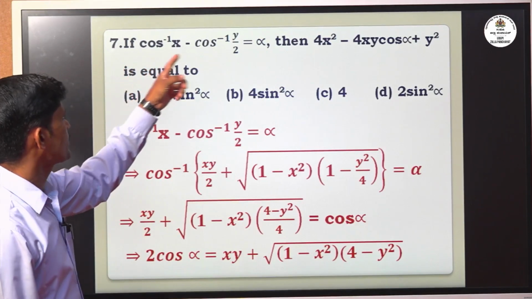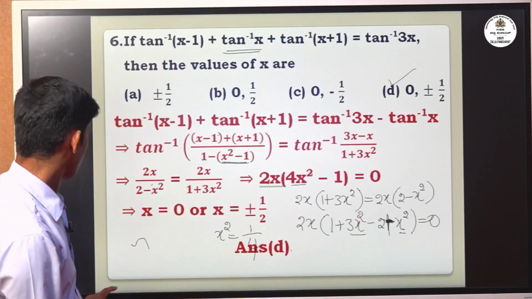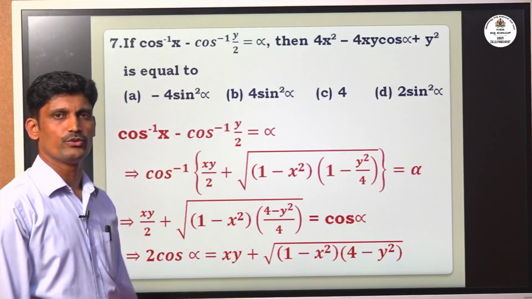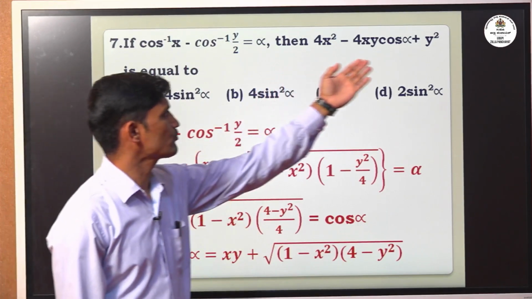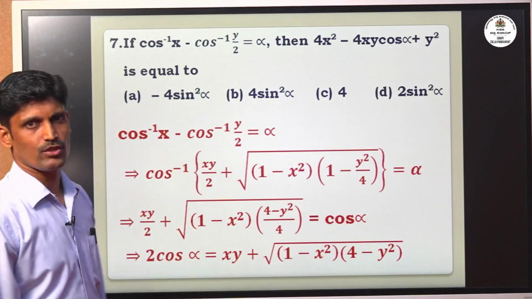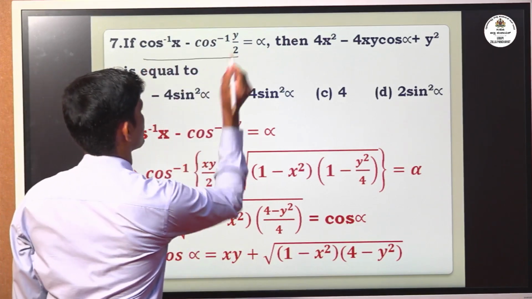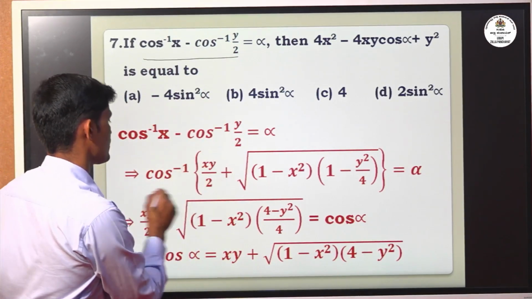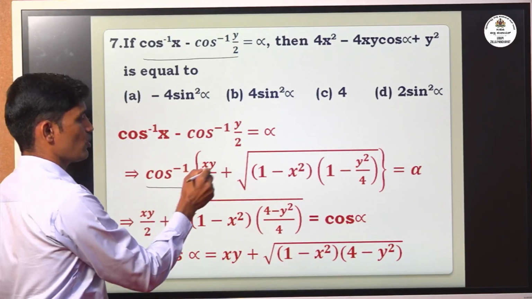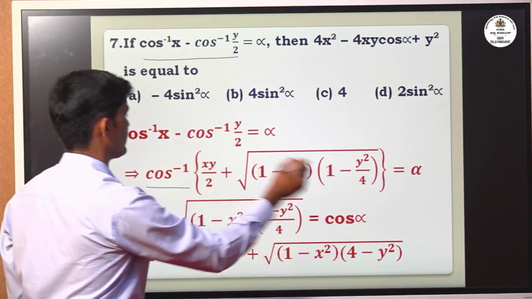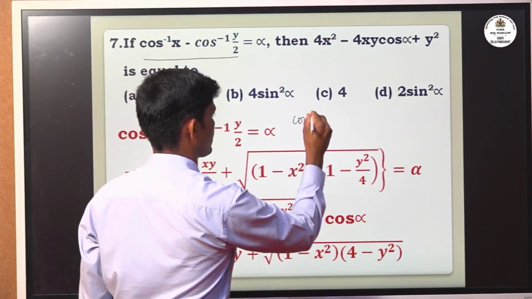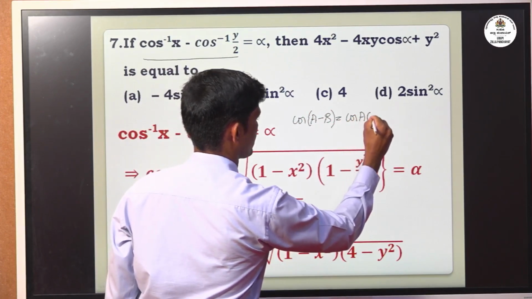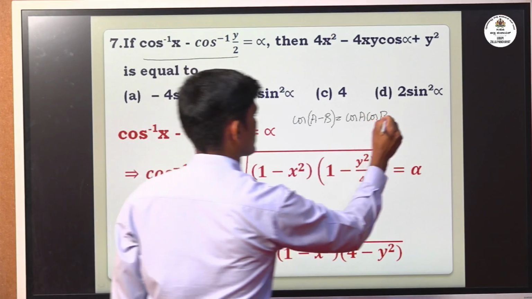Next we have cos inverse x minus cos inverse of y by 2 is equal to alpha. Then 4x square minus 4xy cot alpha plus y square is equal to, you know, the cos inverse x minus cos inverse y formula we have. Cos inverse x minus cos inverse of y by 2, we can remember it as the cos of (a minus b) formula, which is cos a cos b plus sin a sin b. Cos of (a minus b) is equal to cos a cos b plus sin a sin b.